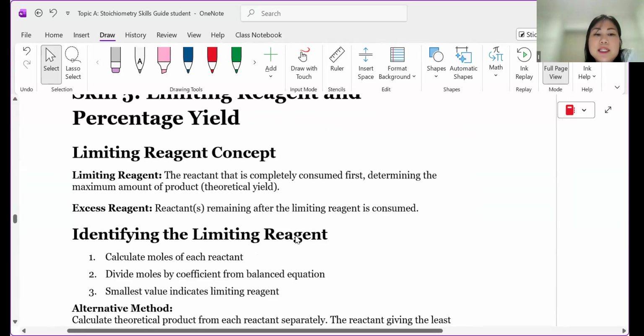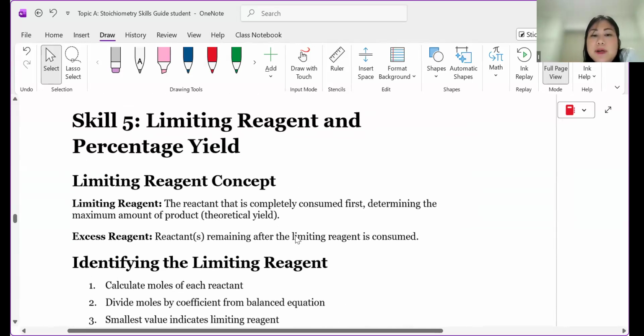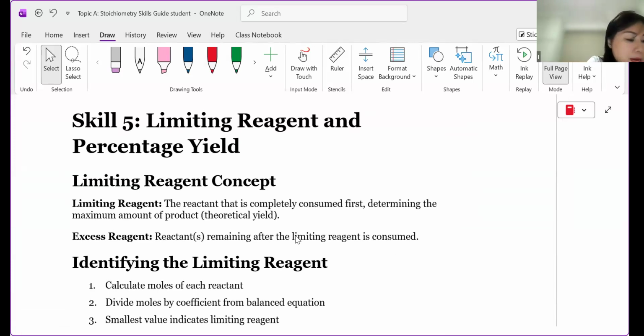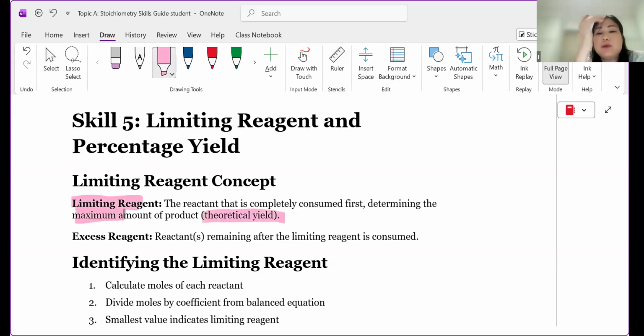Okay, so limiting reagent and percentage yield. Limiting reagent is the one that is completely used up with nothing left in excess. It's the limiting reagent that determines the theoretical amount of product, the maximum that you can get. The theoretical yield is determined by the limiting reagent. Excess reagent is the one that is left behind after the limiting reagent is used up. So how do we identify the limiting reagent?